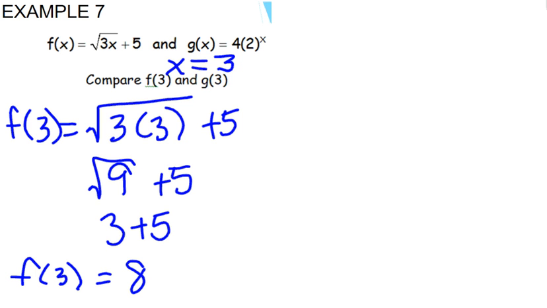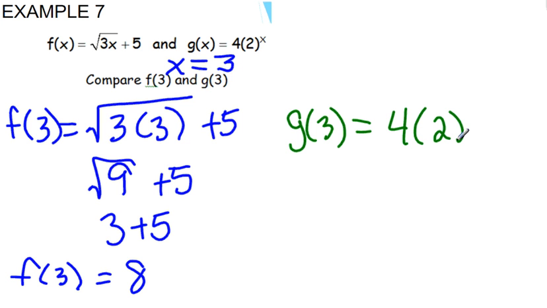So that's the first part of evaluating these functions. Now I need to evaluate g of 3. So g of 3, I know I need the 4 and the 2, but now instead of x, that power is going to be 3. So it's 4 times 2 to the third power. So I need to start by simplifying that exponent piece. 2 to the third power, which I know is 8.